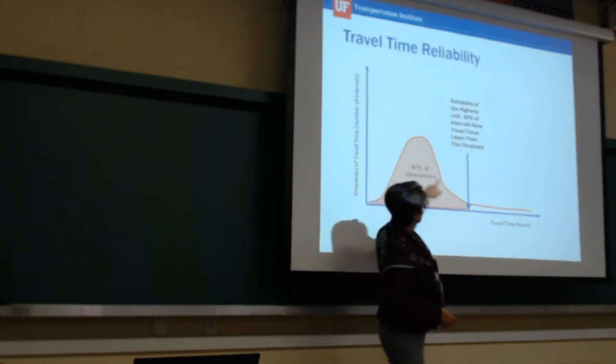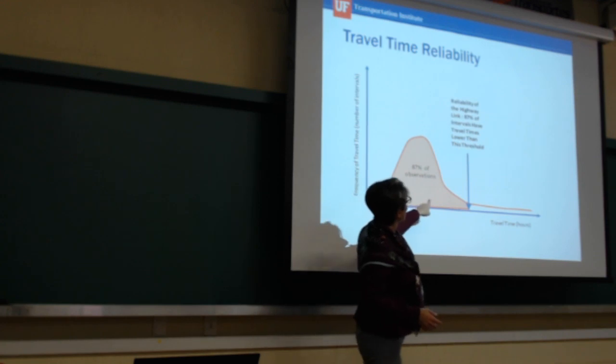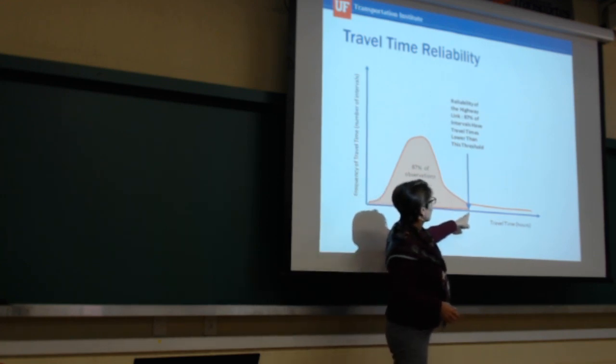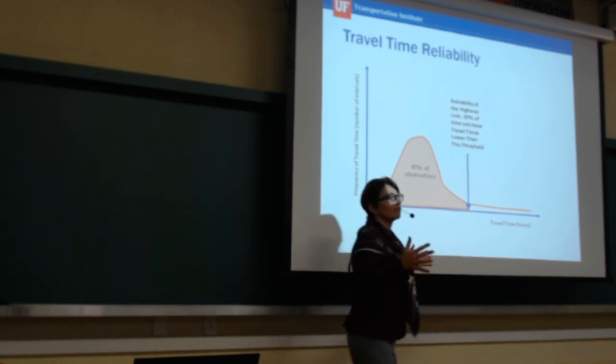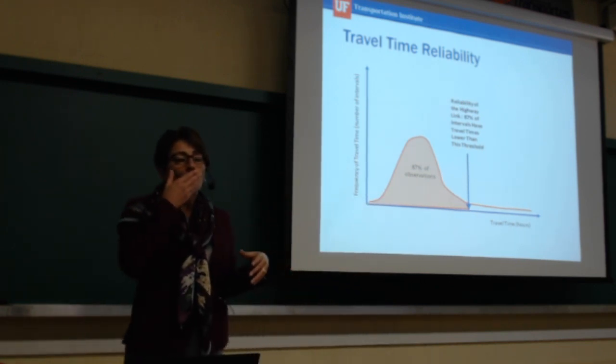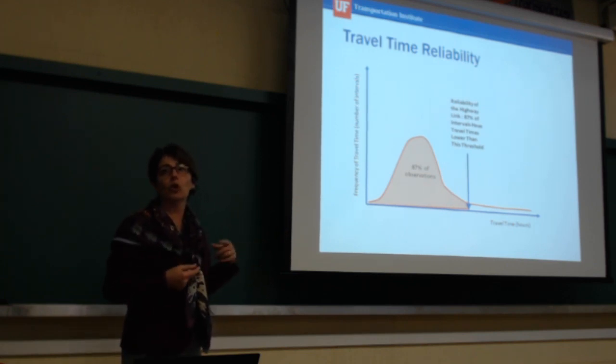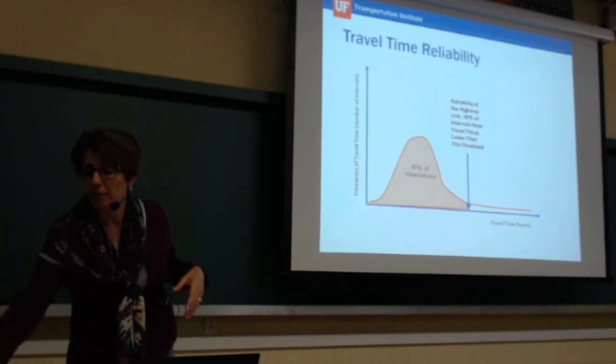You measure the travel times throughout the year, and you're saying, okay, what's the reliability of that facility if you want to maintain a certain limit in your travel time? The idea is that this relates more closely to what the traveler experiences over a year.